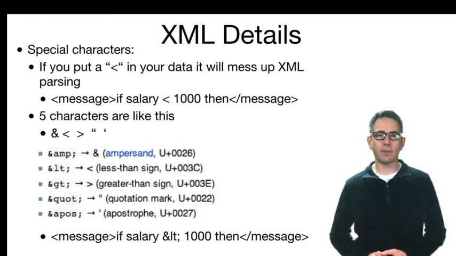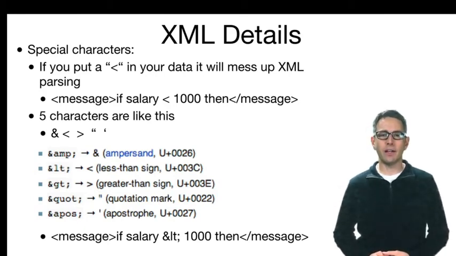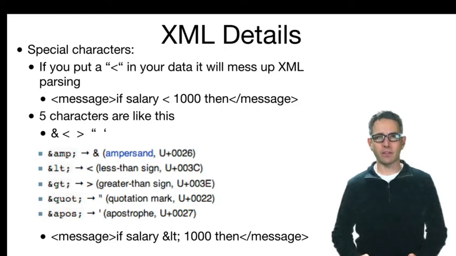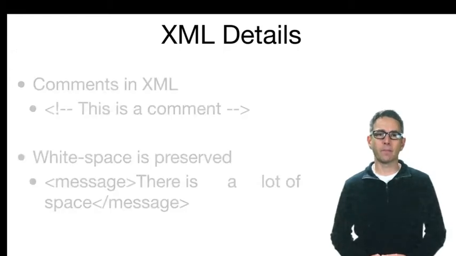So if we wanted to represent that if salary is less than 1,000 then message, within the message tag, we'd have to do what we did at the bottom, where we say if salary &lt; 1,000 then message, where &lt; gets converted into a less than symbol by the parser. That ampersand syntax doesn't confuse the parser into thinking that a tag has begun.